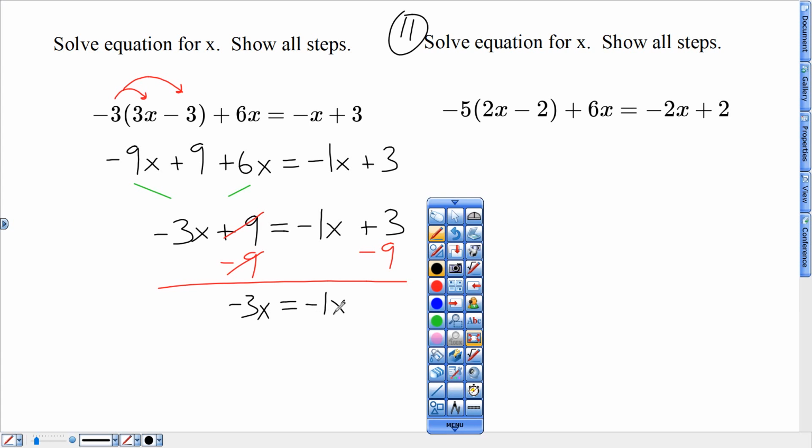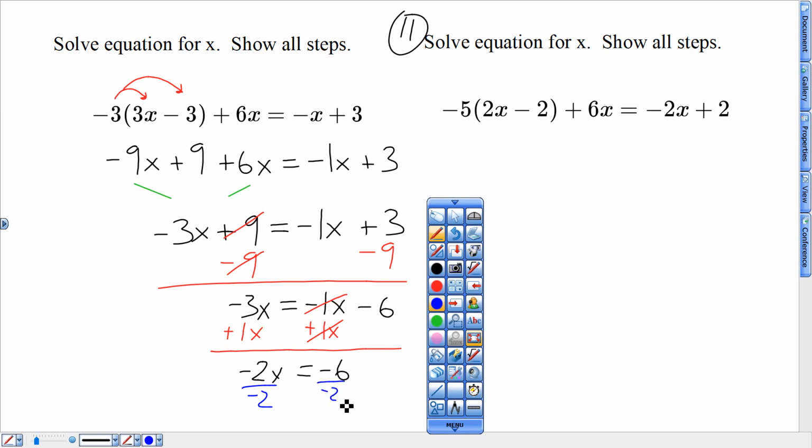3 minus 9 is negative 6. Stay on that side. The opposite, adding 1x. That's the opposite of negative x. Adding 1x. We'll make those eliminate and give you over here negative 2 of those x's equal negative 6. Divide by negative 2 to help you out.